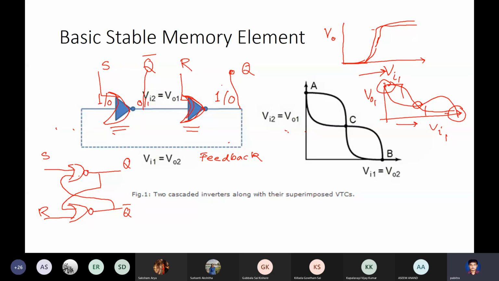So the circuit I drew below is just another form. Side by side, I am drawing the NOR gates. It's the same circuit. And there is a cross coupling. That means you have two NOR gates, the output of one is the input of the other, and vice versa. The NOR gate has two inputs. The other input I call set and reset, S and R, and the outputs I call Q and Q bar. So this circuit is called a latch.